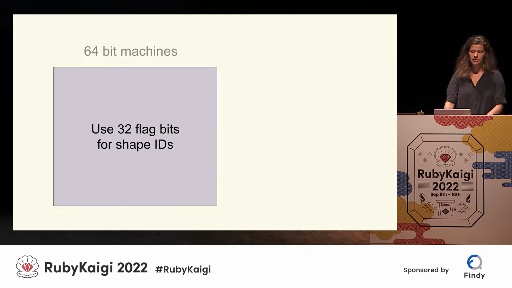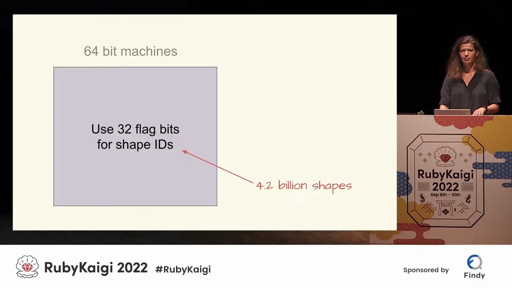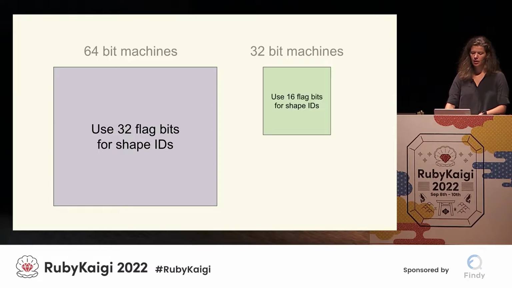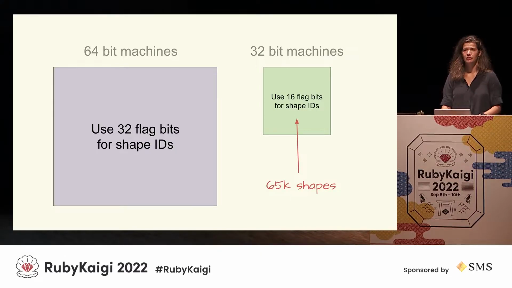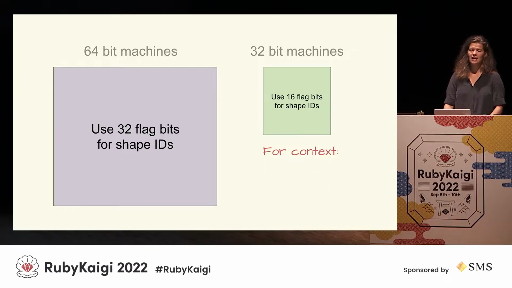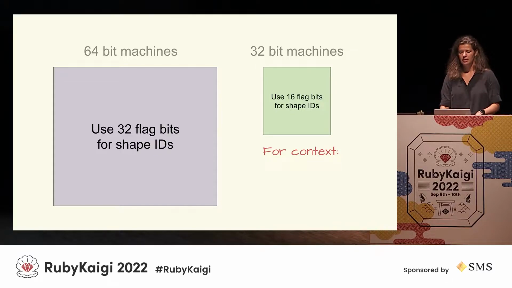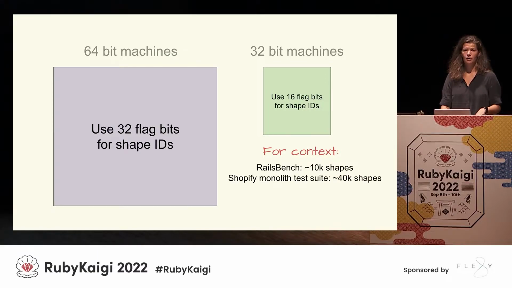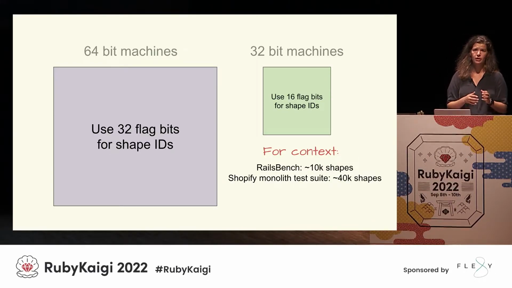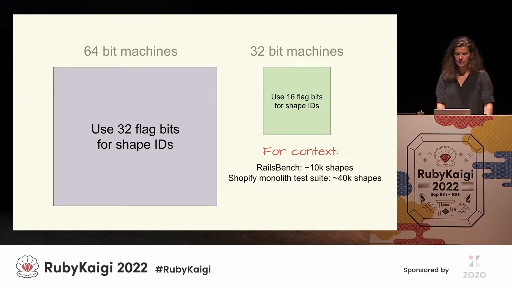On 64-bit machines, we use 32 flag bits for shape IDs. This gives us 4.2 billion potential shapes. On 32-bit machines, we use 16 flag bits for shape IDs, which gives us 65,000 potential shapes. And just to contextualize those numbers, on Rails bench, we have at maximum about 10,000 shapes. And we also ran this on Shopify's monolith test suite, and there we had about 40,000 shapes at maximum. So even 16 bits would be enough, but 32 bits with 4.2 billion shapes is more than enough.